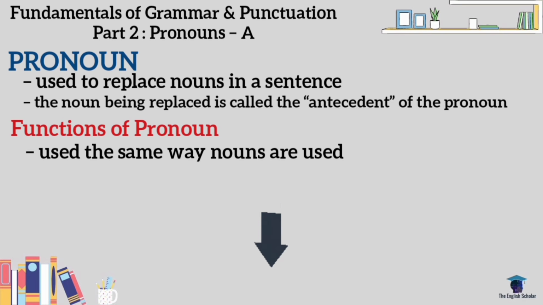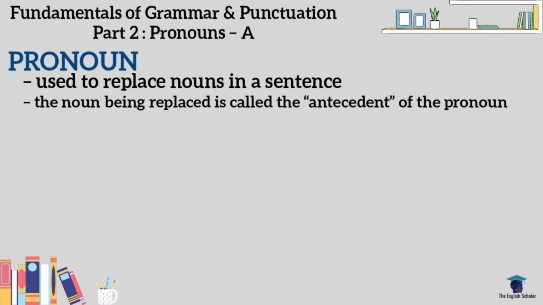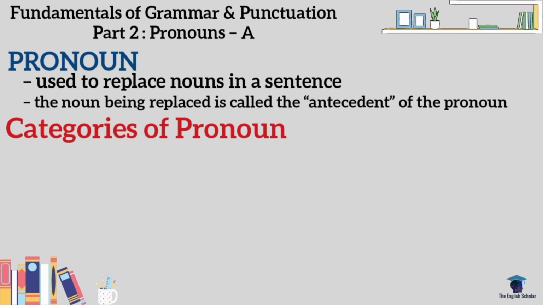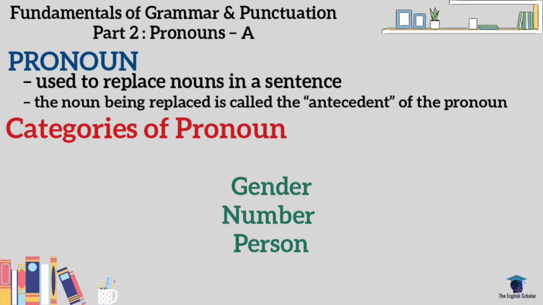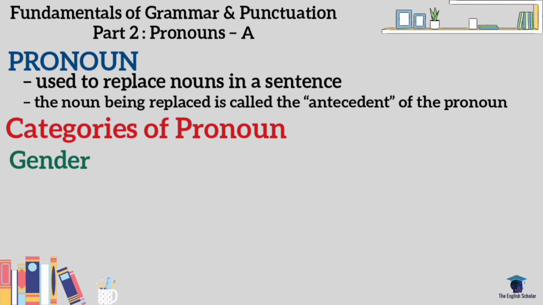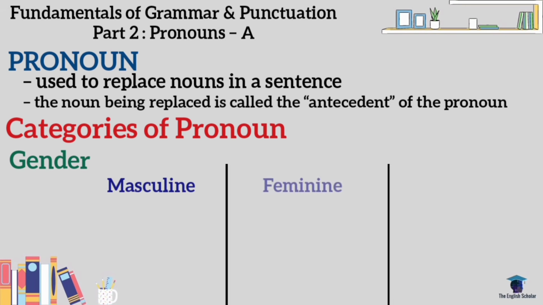Now that we understand the functions of pronouns, let's get moving to its multiple categories. Please know that all must be understood in order to be used properly. In this video, let's just focus on 3 of those categories: gender, number, and person. Let's have gender first. For the gender, we have 3: masculine, feminine, and neutral.